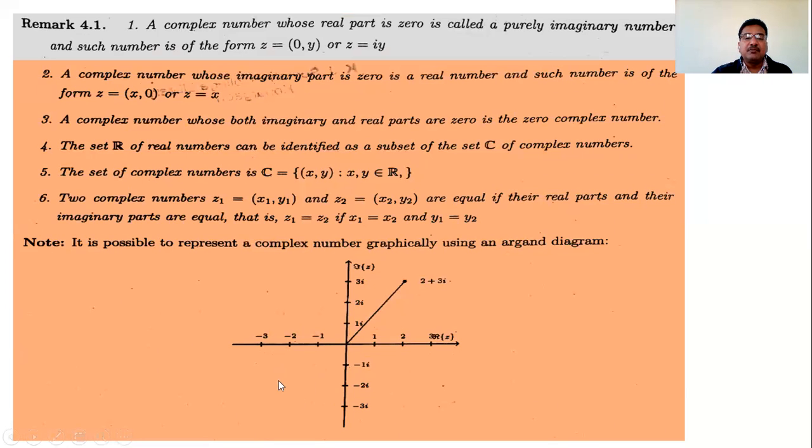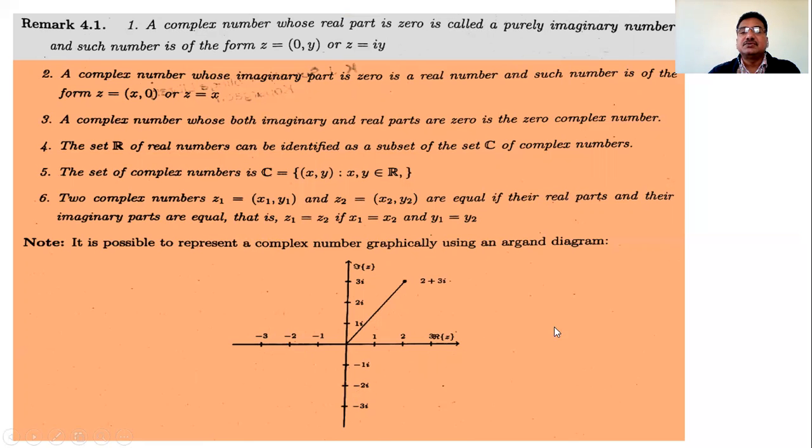If the complex number lies in the third quadrant, then its principal argument lies between minus pi and minus pi by 2. And if the number lies in the fourth quadrant, then its argument lies between minus pi by 2 and 0. Okay, that is, minus 90 to 0 if the number lies in the fourth quadrant. And if the number lies in the third quadrant, then its argument lies between minus 180 and minus 90.